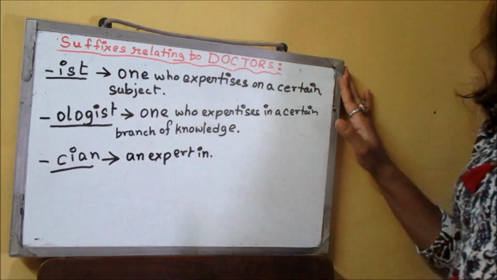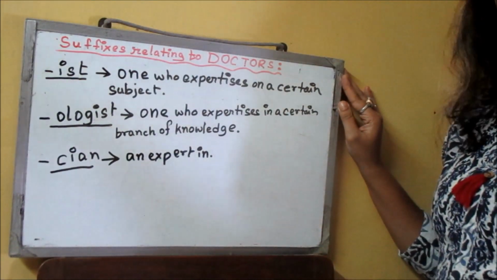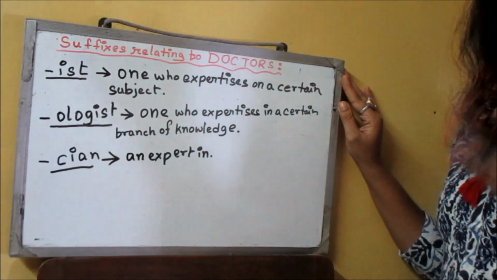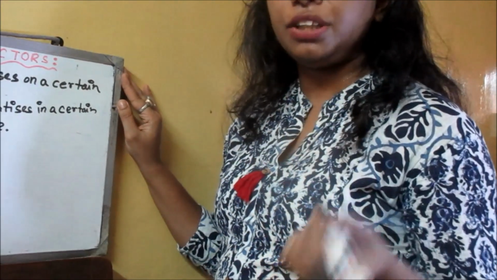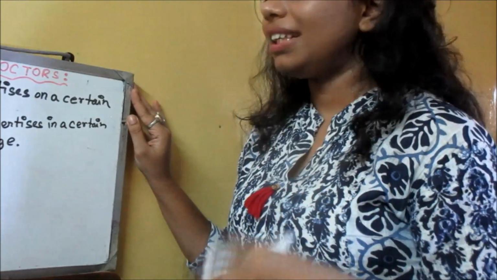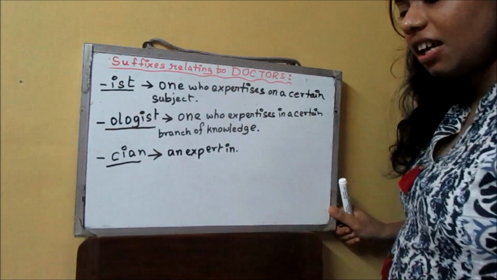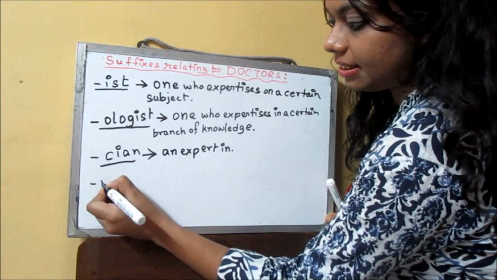So if we see cian at the end of a word, we can easily guess that the word refers to a person who excels in a certain topic or a certain subject, like magician, musician, mathematician, etc.